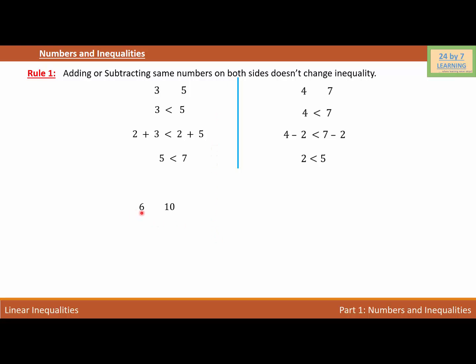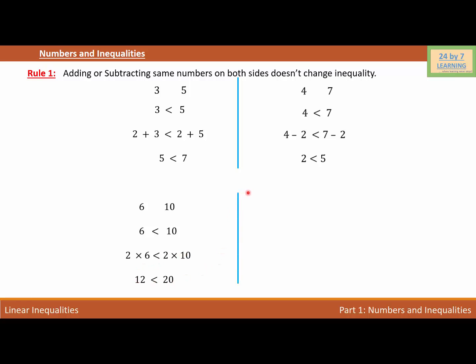Now let's consider another pair of numbers. My pair is 6 and 10. What is the relation between these two numbers? We know that 10 is greater than 6. So I'm going to use an inequality. I will write 6 is less than 10, or I can also say 10 is greater than 6. Now I'm going to multiply this set of numbers by 2. If I do that, I will write 2 times 6 is less than 2 times 10. We know that 2 times 6 is 12 and 2 times 10 is 20. So we'll write 12 is less than 20.